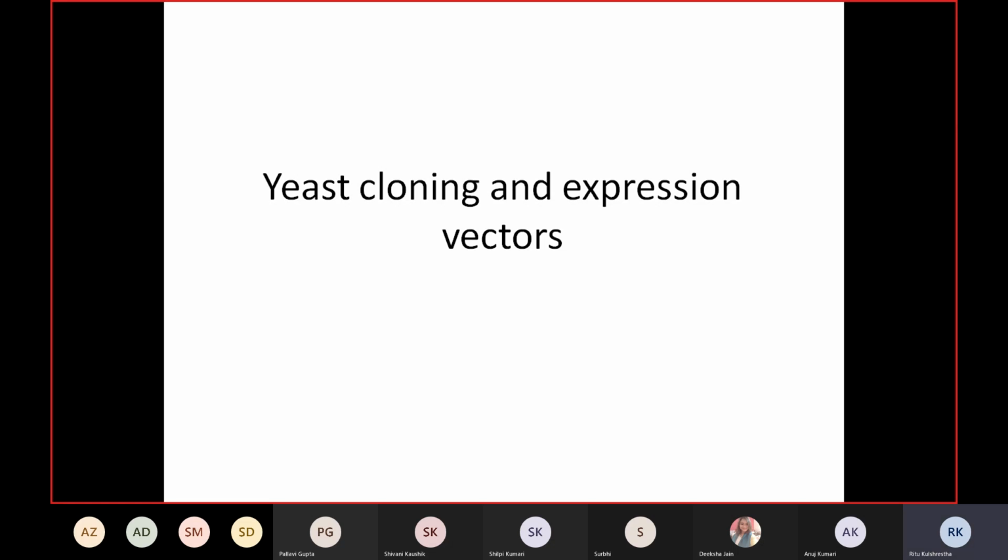Okay, so let's get started. This is regarding the yeast cloning vectors.